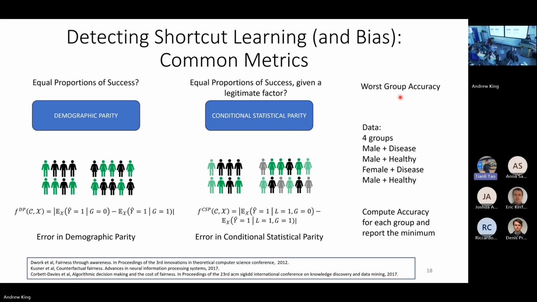And then typically in classification setups, or even in deep learning setups, the more common metric is worst group accuracy. So let's say our data set has 4 different subgroups: males having disease, healthy males, females having disease, and healthy females. Sorry, there's a typo there. We can find the worst performing subgroup here. We will compute accuracy or any kind of metric for each of these subgroups, and if we see a disparity between, let's say, the average accuracy versus the worst performing subgroup, that's a concern.